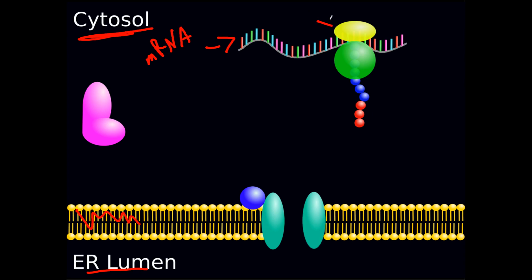That mRNA has already been bound to a ribosome, and that ribosome has begun to translate it into a polypeptide. That's what this is, the polypeptide right there. And what we have right here is the signal patch, indicated in red. So what happens at this point, now that the mRNA has begun to be translated by the ribosome?